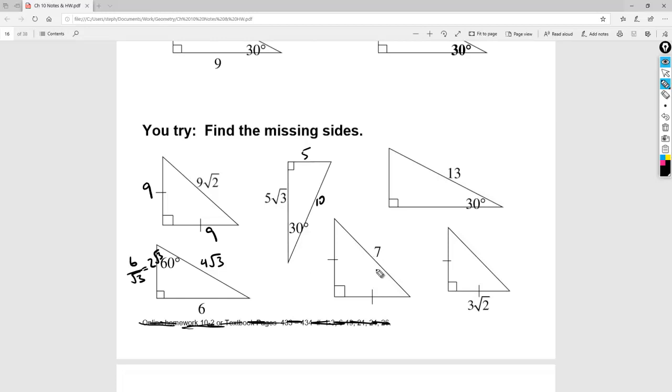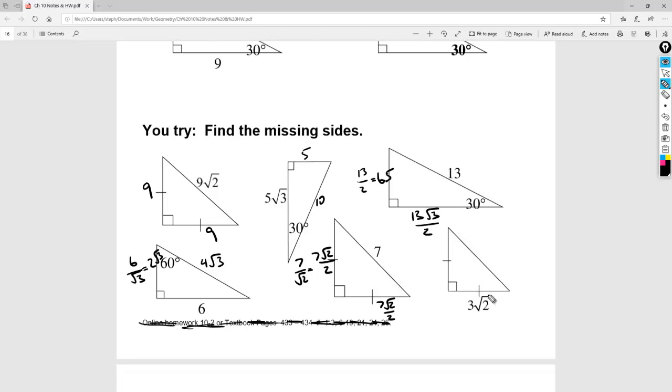Okay, over here, another 45, 45, 90. I'm going to divide by the square root of 2, and I will end up with just 7 root 2 over 2. Another 30, 60, 90. I have my longest side here, so this will be 13 divided by 2, or 6.5 if you wanted to. And then, from my longer leg, I will multiply by the square root of 3.